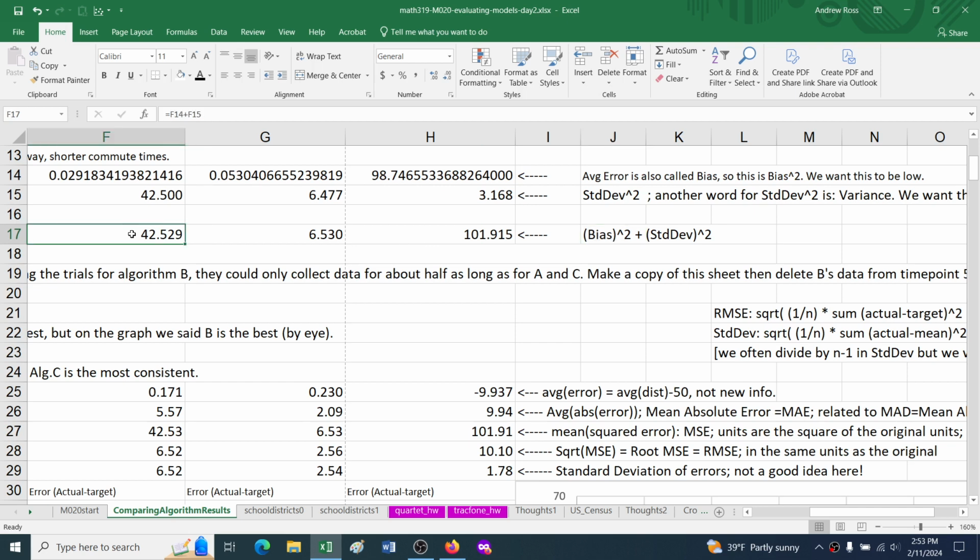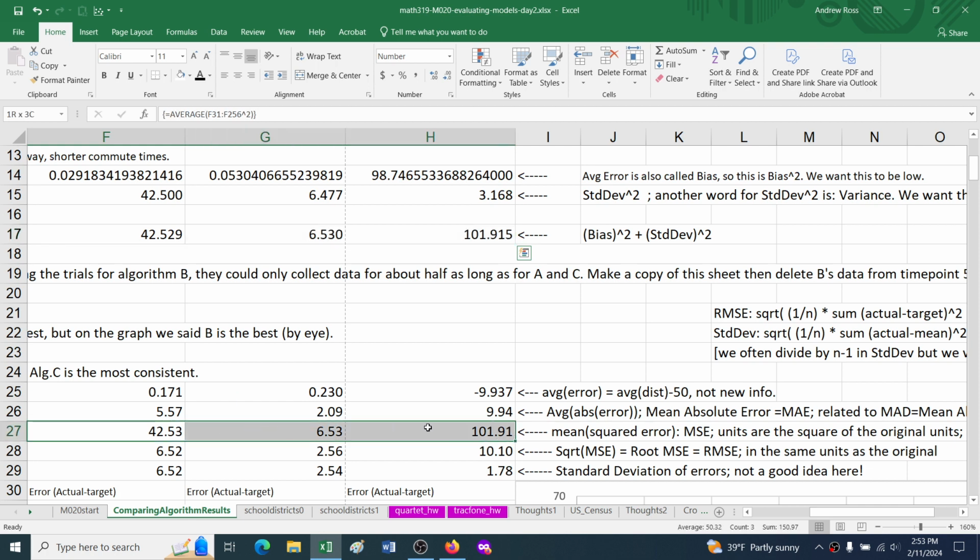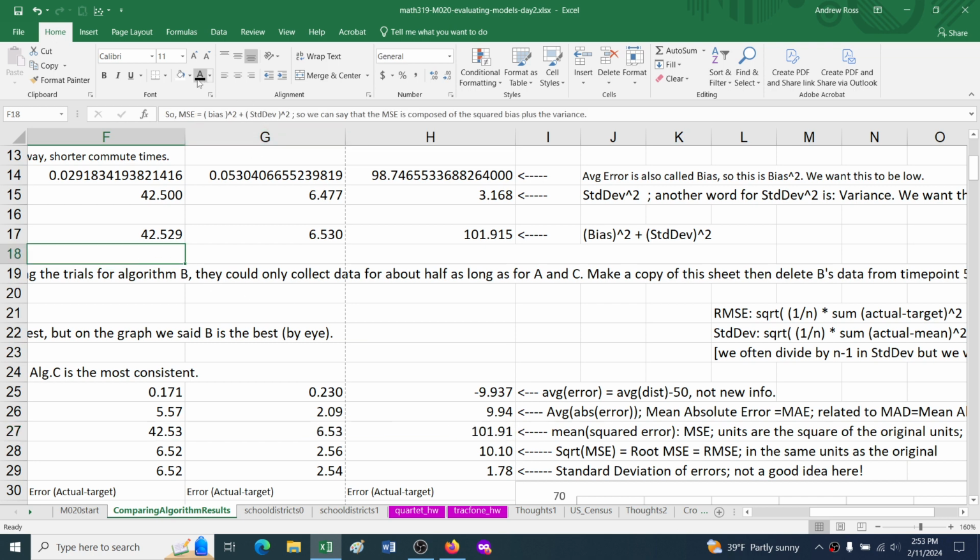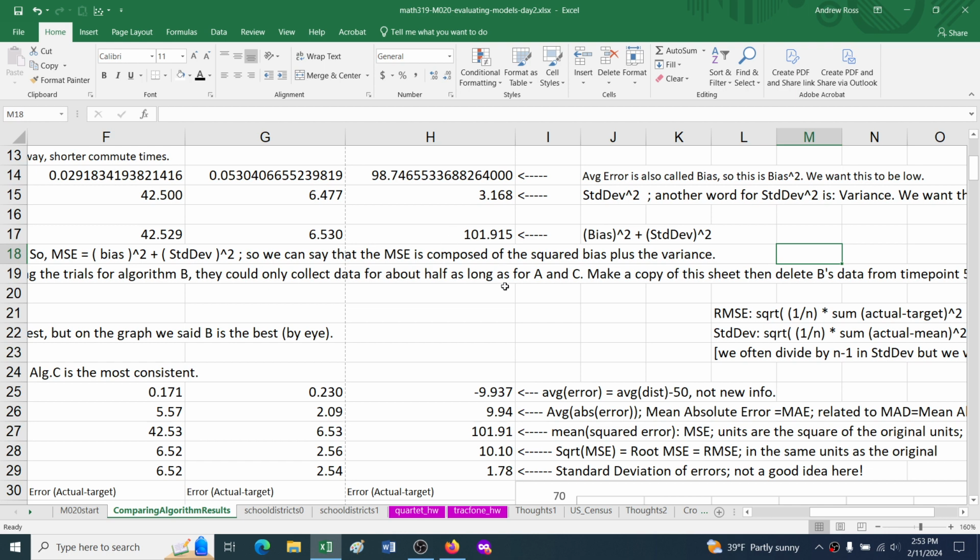Do we notice anything about these numbers, 42, 6.5, and 101? Well, actually, that's basically the same thing we have here. In fact, it's exactly the same. So what we've discovered is the mean squared error is actually composed of the squared bias plus the variance. So that's actually a general principle. It's not just to this particular situation.